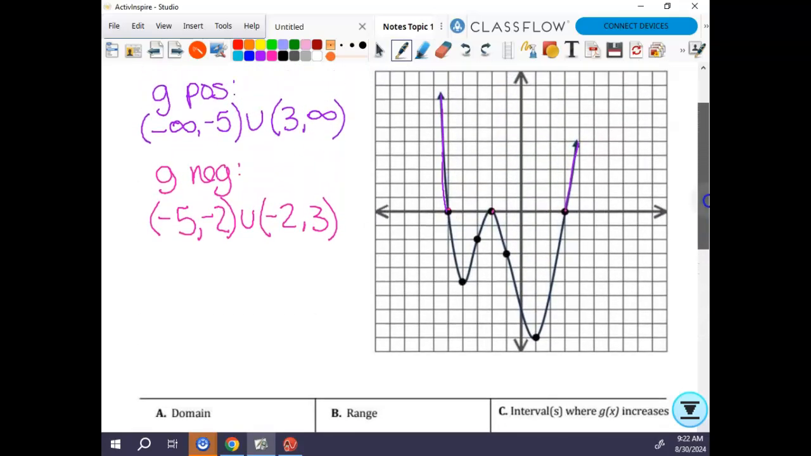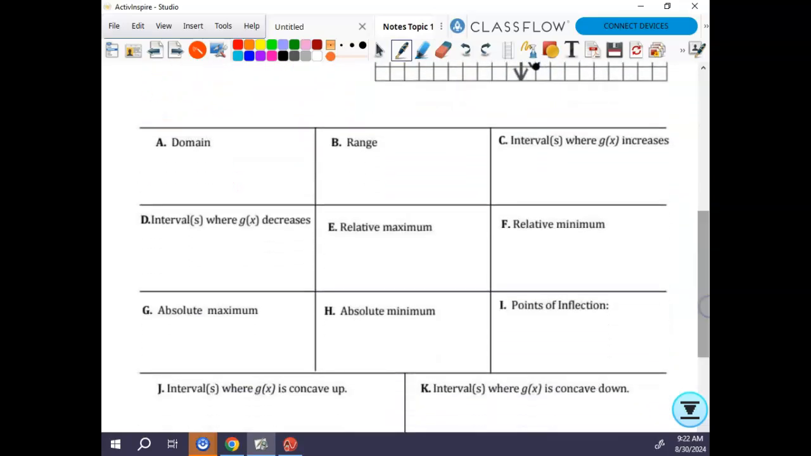What is the domain of this function? Negative infinity to infinity. Good. What's another way to say that? All real numbers. Good. Interval notation is negative infinity to infinity, but it also means all real numbers, but this is what I want you writing.